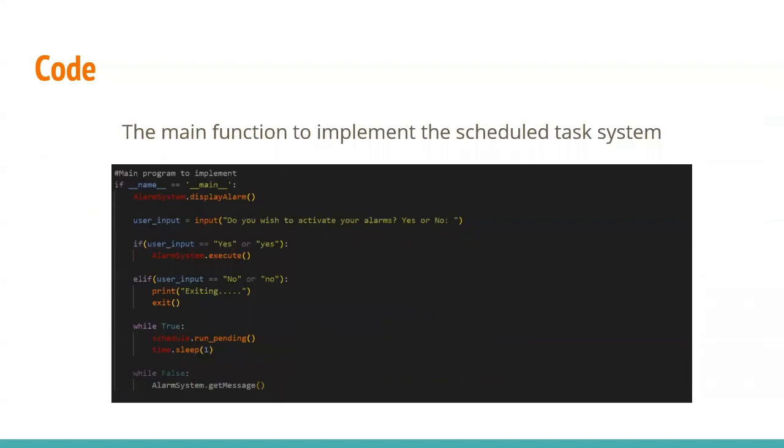And this is the main function that would implement the scheduled task system itself. So first, the alarms will display to the user, and then the user is given the option if they want to activate all the alarms or not. And if they activate all the alarms, then it'll direct the user to the execute. So the alarms would be set, and then they would go off to the user itself.